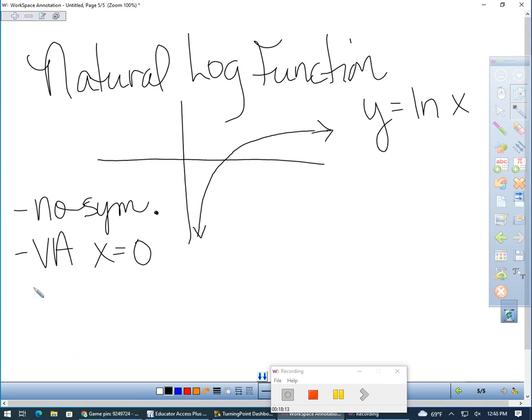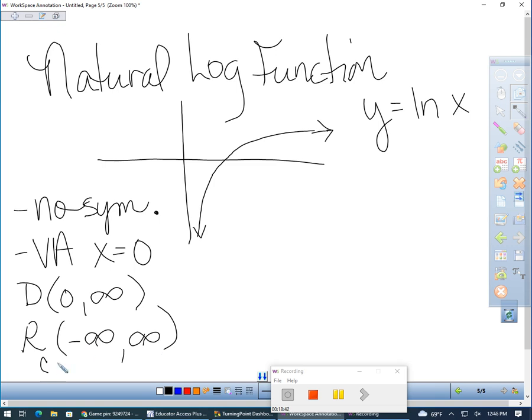All right, so if that's the case, our domain then goes from 0 to infinity. But what about our range? Very good. It is negative infinity to infinity. Is this one continuous? Yes, it is continuous.